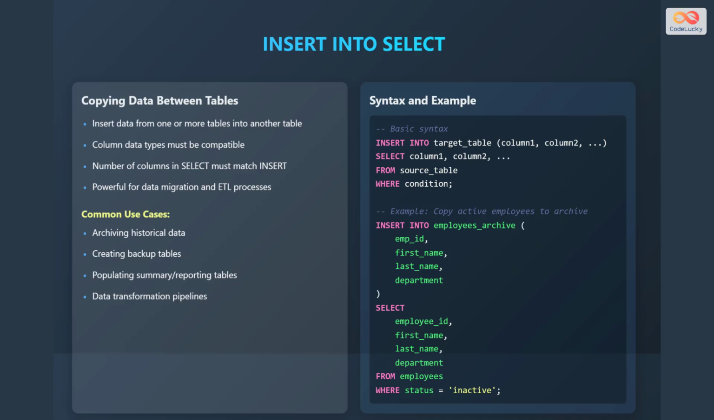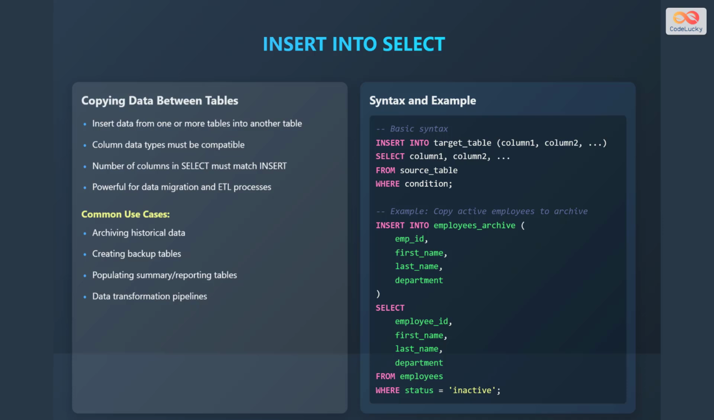The insert into select statement is used to copy data between tables. You can insert data from one or more tables into another table using this statement. Column data types must be compatible, and the number of columns in select must match insert. This is powerful for data migration and ETL processes. Some common use cases are archiving historical data, creating backup tables, populating summary or reporting tables, and data transformation pipelines.